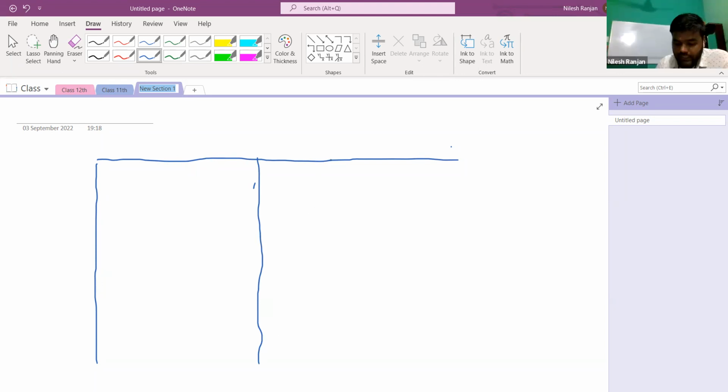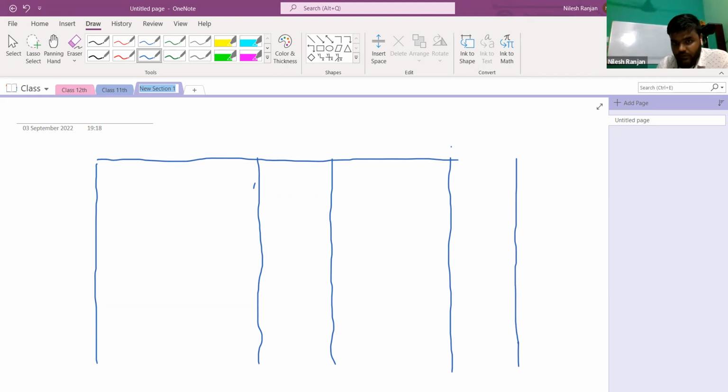Okay, first we have to clear our revaluation doubt. That's why I'm preparing a revaluation account first. If time is left, then we will prepare the balance sheet portion. Okay, so our lines are complete now.